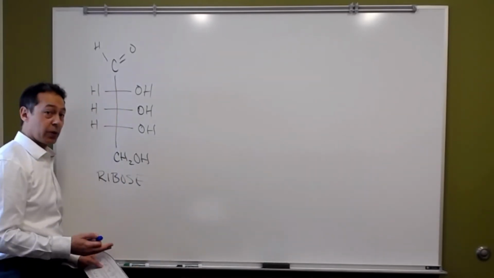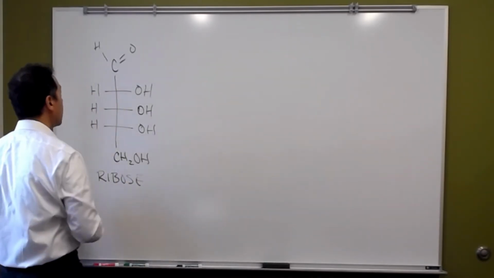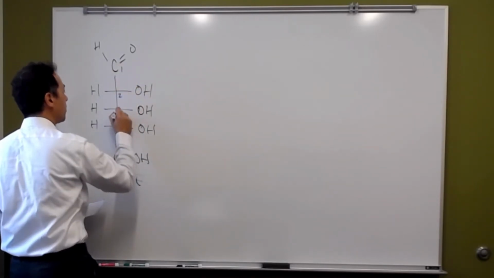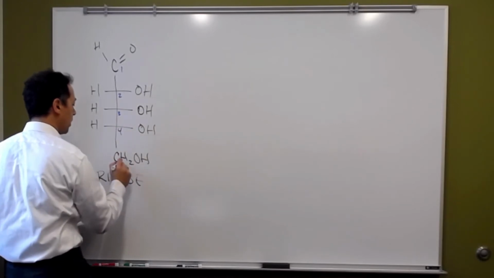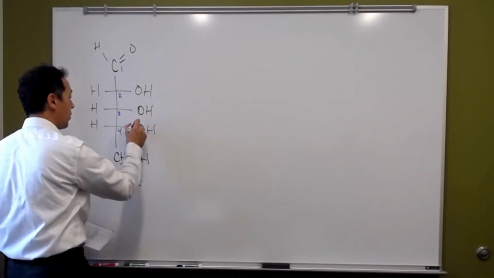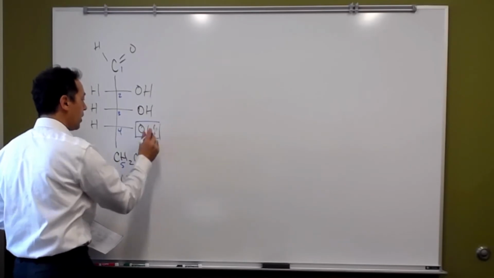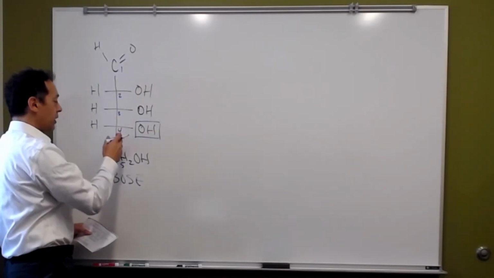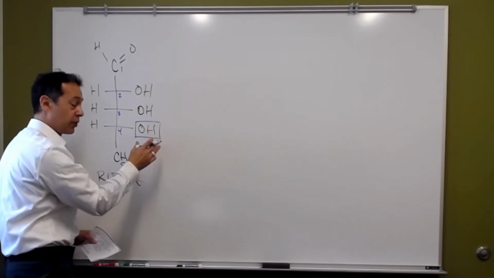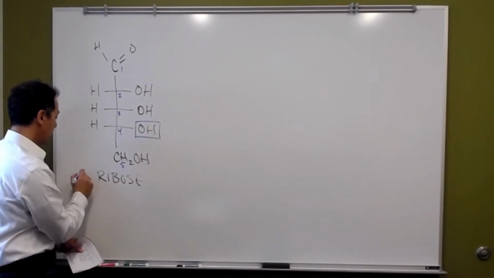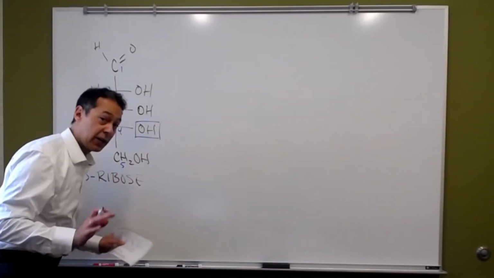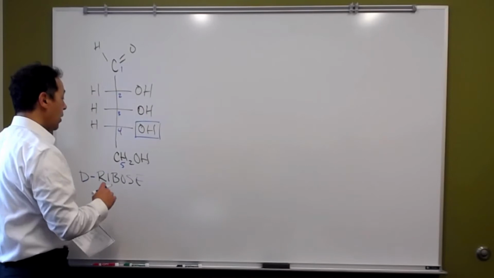So here's ribose, and ribose has 1, 2, 3, 4, 5 carbons, so it's a pentose. Over here we have the highest numbered chiral carbon atom. The hydroxyl group is on the right-hand side, so this makes it a right-handed molecule, so I'm going to call this one D-ribose, just to show that it's a right-handed molecule. Now, how would we draw this out?